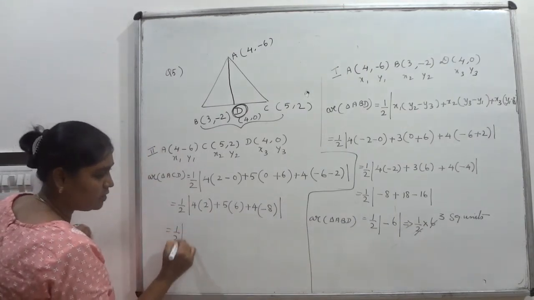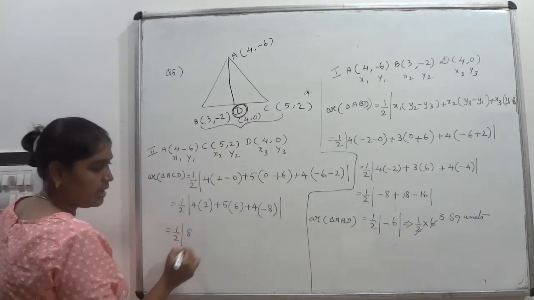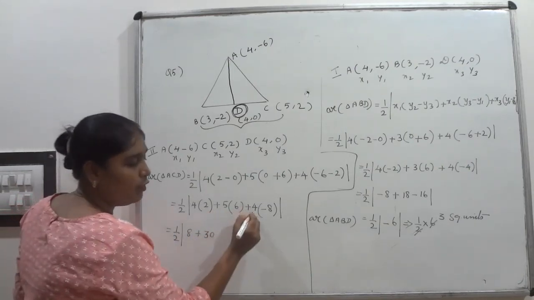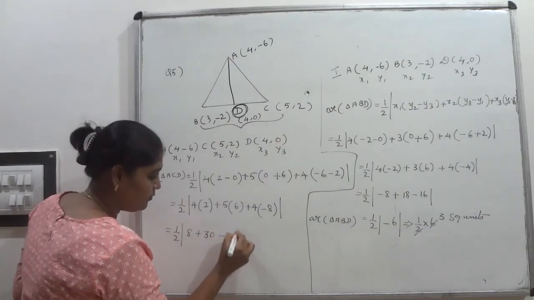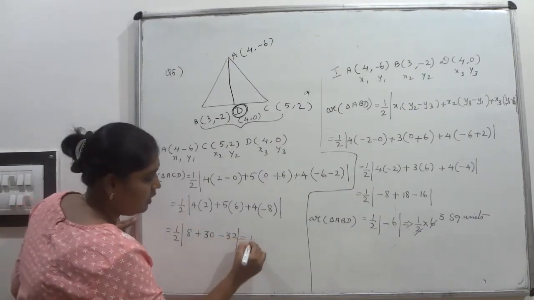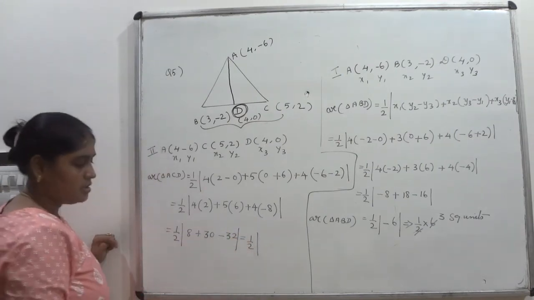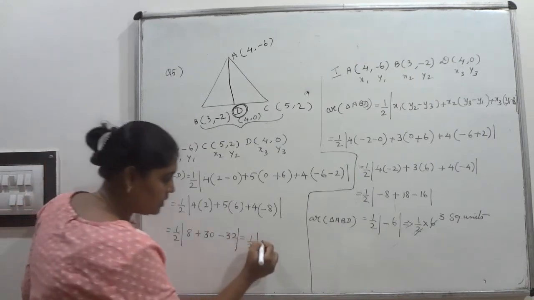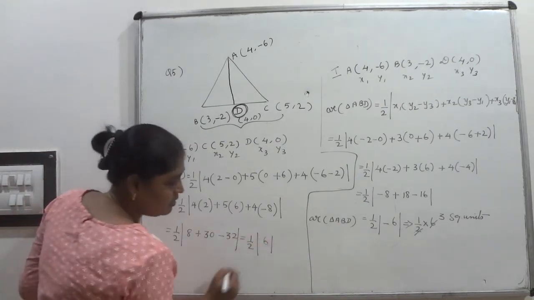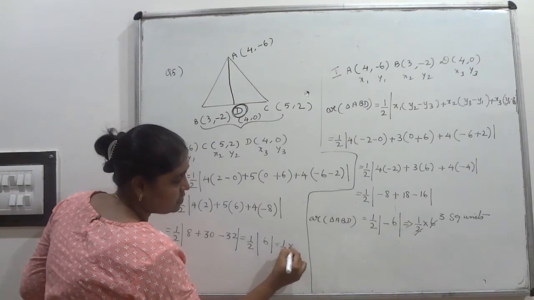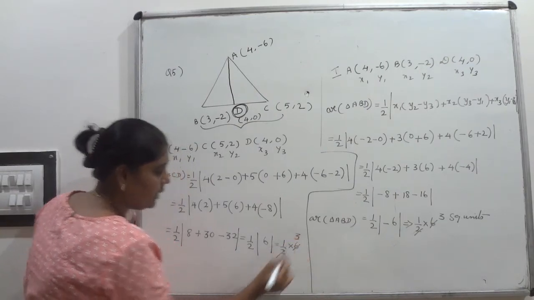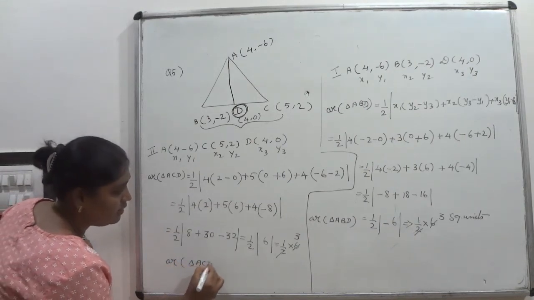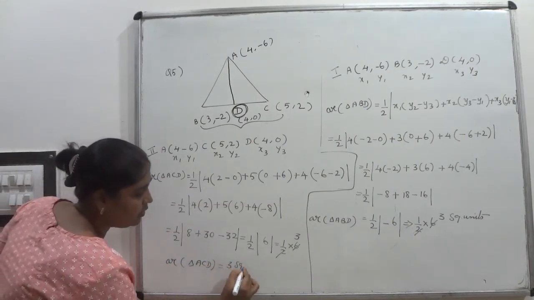Half modulus 4 into 2, that is 8. 5 into 6, that is plus 30. 4 into -8, that is -32. Close the modulus. Half modulus: 8 plus 30 is 38. 38 minus 32 is simply 6. So half into 6, you will get the answer 3. So the area of triangle ACD is equal to 3 square units.